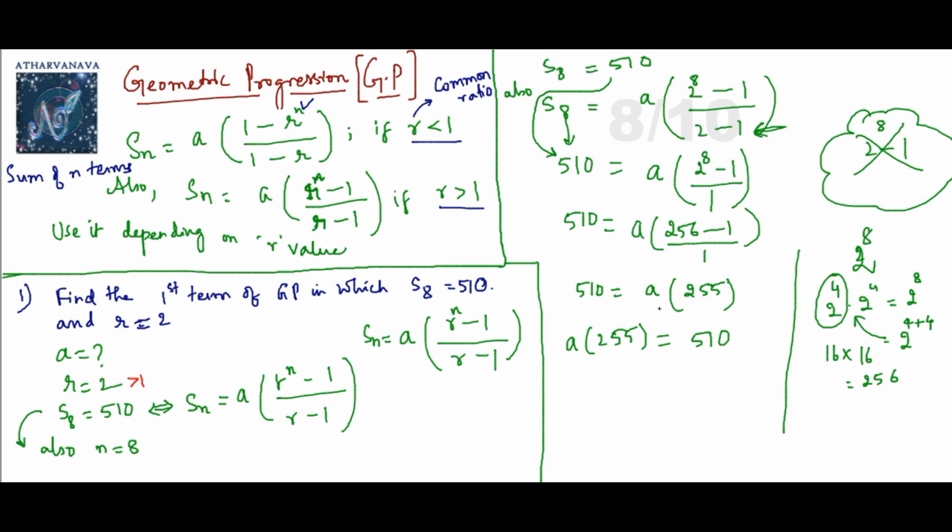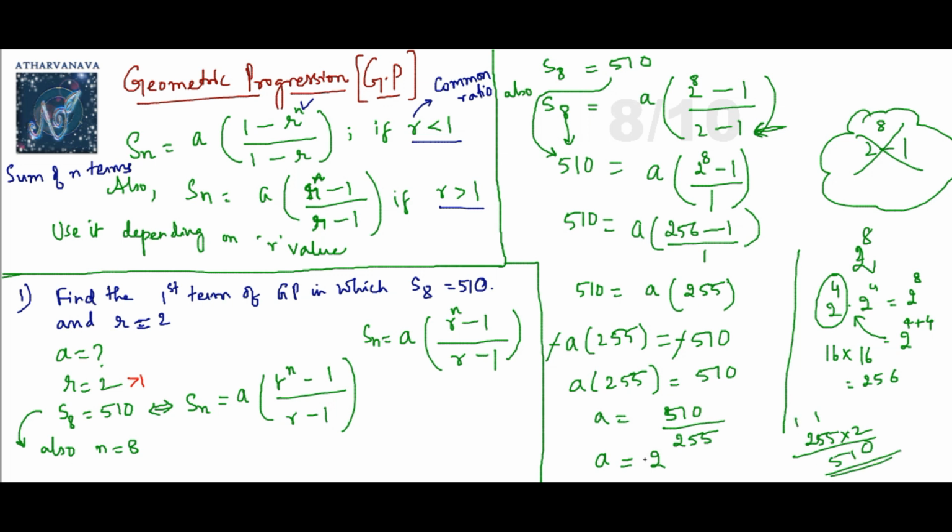I just swap their position. While swapping, will it change its sign? No, because mutually I am swapping. Even logically, if you have swapped with the sign, it gets cancelled. So no issues. So a into 255 is equal to 510. And then a will be how much? 510 by 255. If I cancel this out, you will get a value as 2, because 255 doubled, 5 2s are 10, 5 2s are 10, 2 2s are 4, that's 510. So a value is how much?